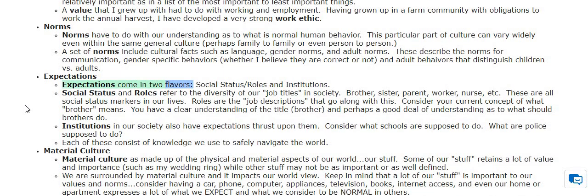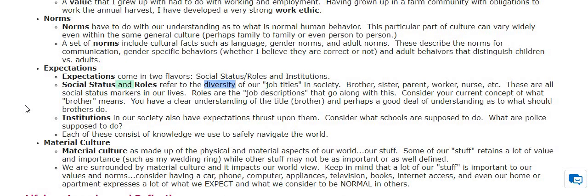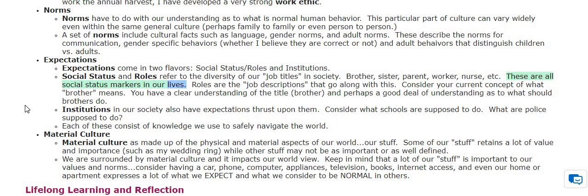Expectations. Expectations come in 2 flavors: social status, roles, and institutions. Social status and roles refer to the diversity of our job titles in society. Brother, sister, parent, worker, nurse, etc. These are all social status markers in our lives. Roles are the job descriptions that go along with this.